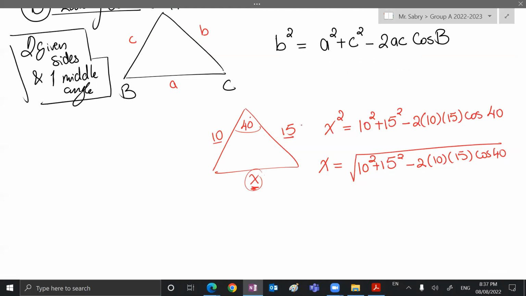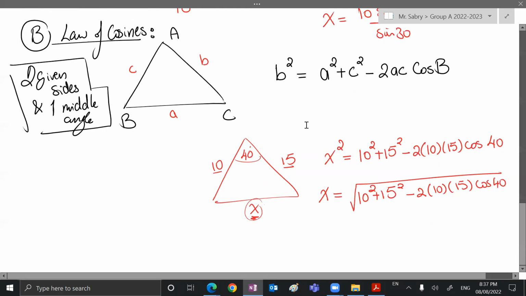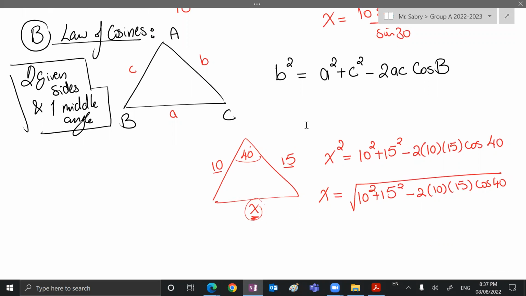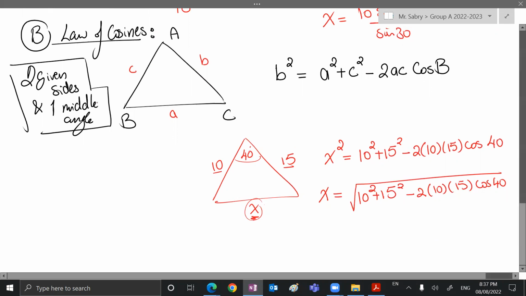Yes, so what we're saying is mainly if we do have a triangle that's not a right triangle, and we do have two given sides and one middle angle. So instead of having a side and angle in front of each other or opposite to each other, we now have two given sides, just like this example here, two sides, and the middle angle between them. We do not have an opposite side and angle. In this case, we'll use the cosine law.